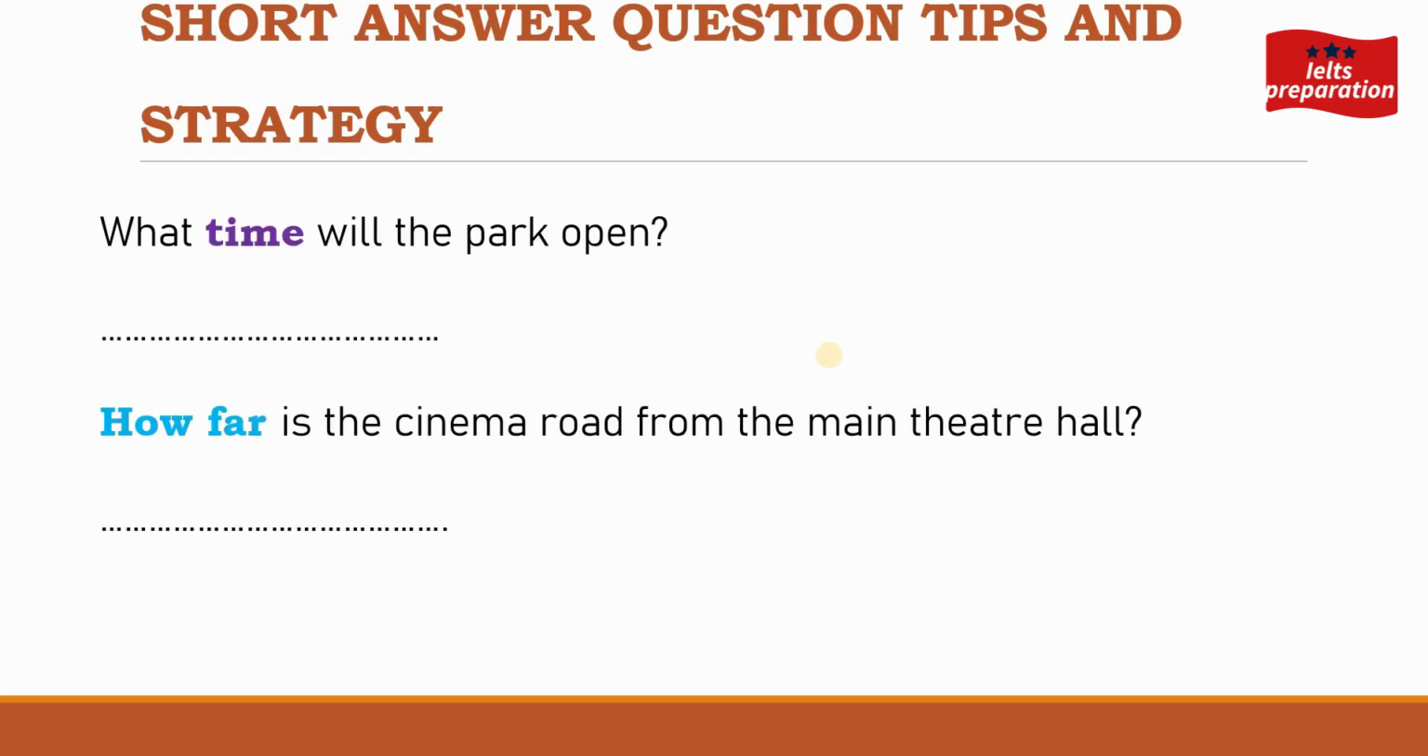So let's suppose this is the question. The question asks, what time will the park open? So you have to understand that the information asked for is about time. So in the blank, the answer would be a time: 7:30, 6:30, 12 o'clock, 6 o'clock, etc. How far is the cinema road from the main theater hall? So you have to understand that how far means the distance. What I have to answer is the distance between cinema road and the main theater hall.